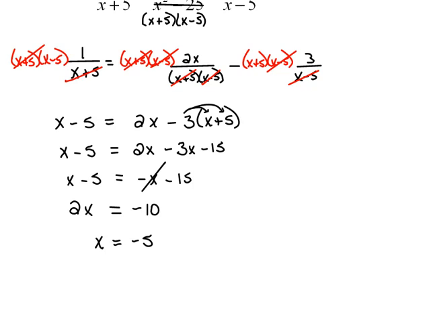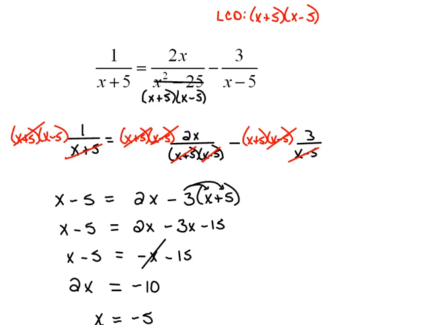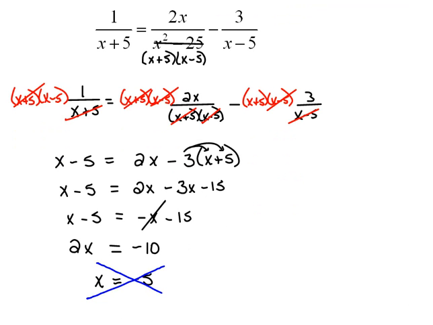Now remember, we do have to double check that answer. If we were to plug in a negative 5 here in our denominator, that would be negative 5 plus 5, which is a 0. So our answer of negative 5 creates a 0 denominator for this very first fraction. That's an undefined number. Anything over 0 is undefined. So we actually have to throw out our answer of negative 5. This is an extraneous answer. So actually, for our problem, there is no solution.